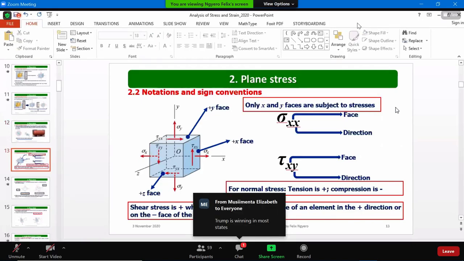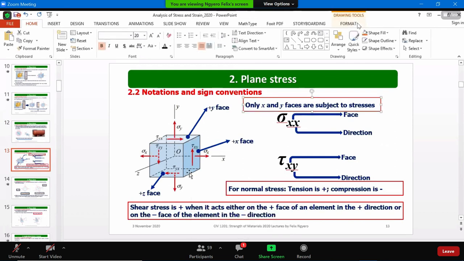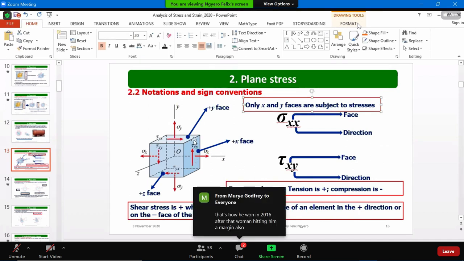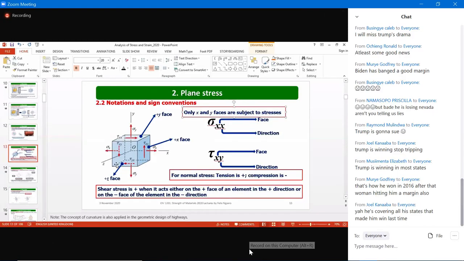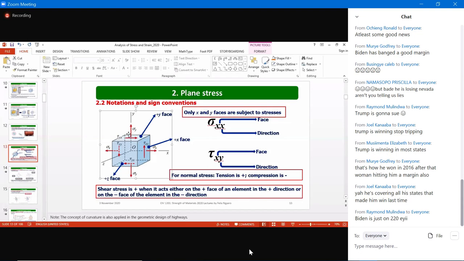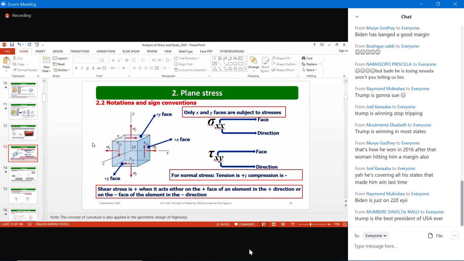Now, first, the notation for the normal stresses. Of course, in plane stress, we are dealing with only the X and Y faces as being subjected to stresses. So we have the X face and then the Y face. The X face is the face that is perpendicular to the X axis, and the Y face is the face that is perpendicular to the Y axis. Then the Z face is the face that is perpendicular to the Z axis. So for plane stress, we are dealing with the X and Y faces only as the only faces subjected to stresses. So in that case, we have the normal stress.